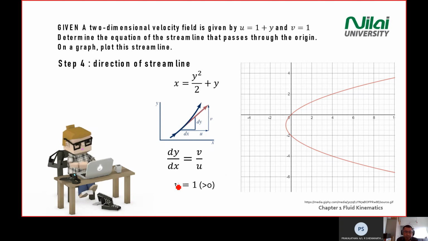And we assume our v will equal to 1. Not assume, but is given. V equal to 1 in the question. Means v is always positive. Means this component is always positive. Means your v is always going up.